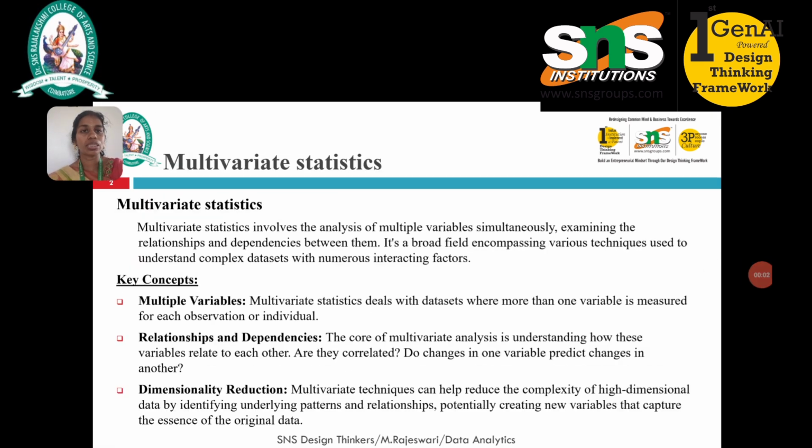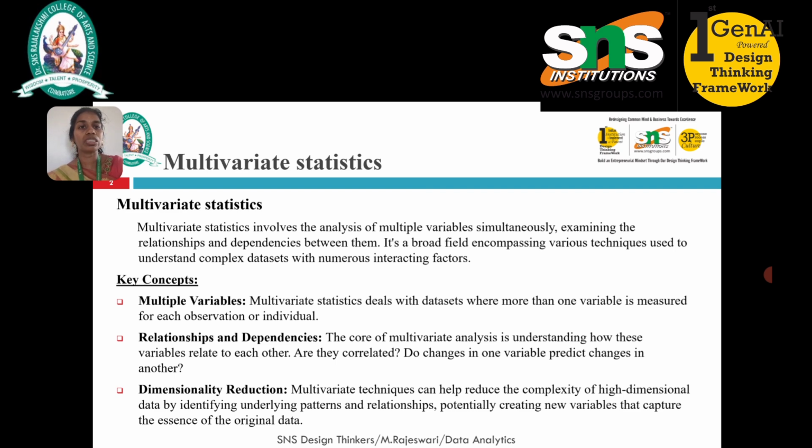Now, key concepts of multivariate statistics. It consists of many variables, which is called multiple variables. It is one of the key concepts of multivariate statistics. For statistics, we need the support of more than one variable, then only can we take a decision about the analysis report. So multiple variables are needed, then relationship and dependence are also needed, and then dimensionality reduction is needed.